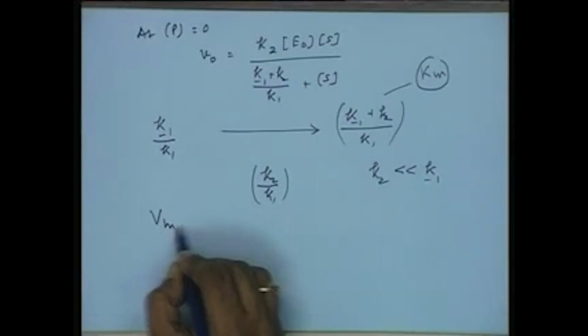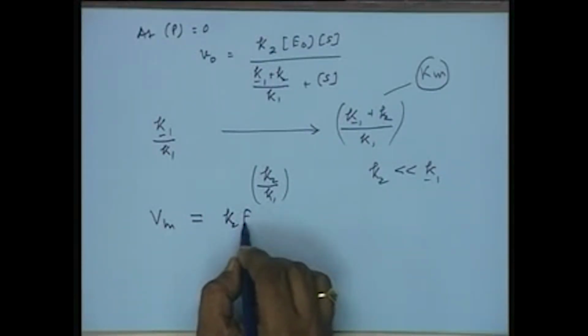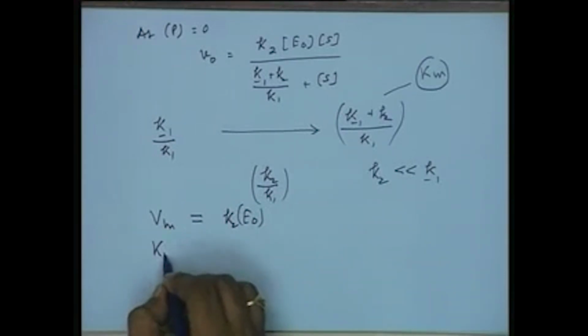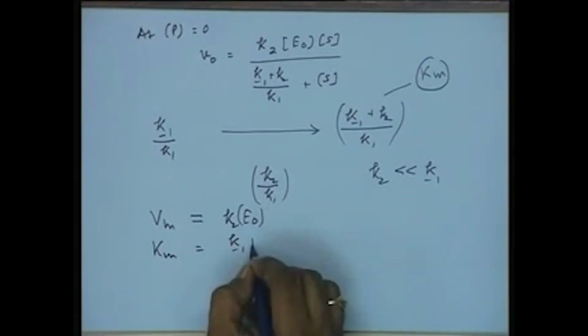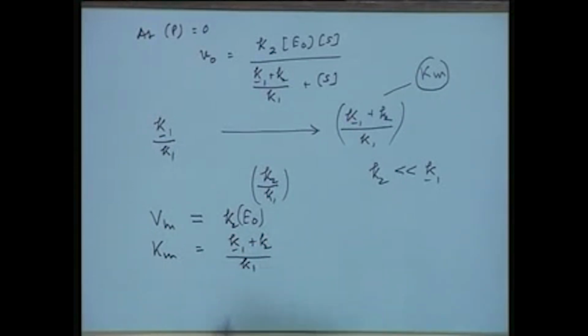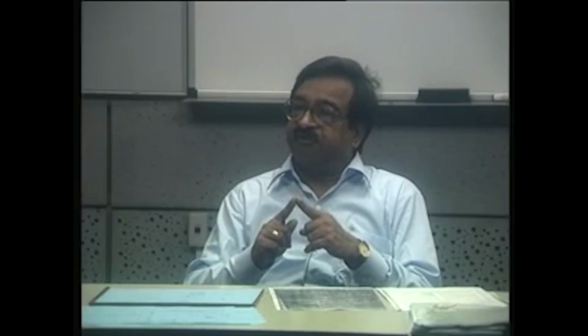So, just to summarize the results of the Michaelis-Menten kinetics and Briggs and Haldane kinetics, we have two kinetic parameters which can characterize any enzyme catalyzed reaction. One is the maximum reaction velocity, Vm, which is K2 E naught, the other is Km, which is K minus 1 plus K2 upon K1. Now, another point I would like to make clear here: Vm is not a kinetic constant. Vm is a parameter, not a kinetic constant; it is a function of enzyme concentration.